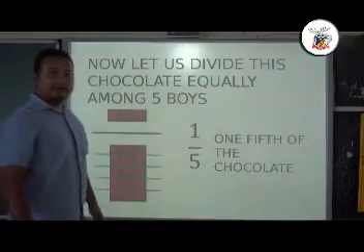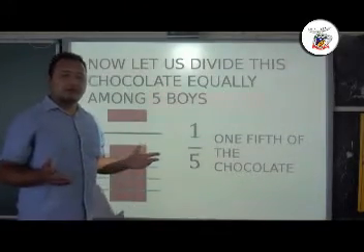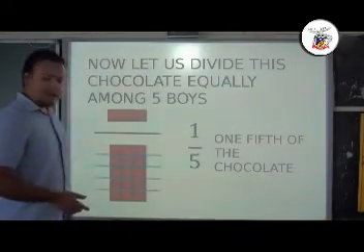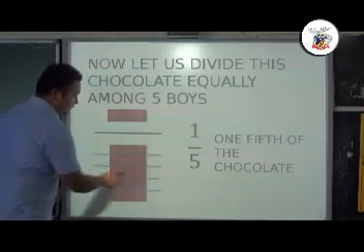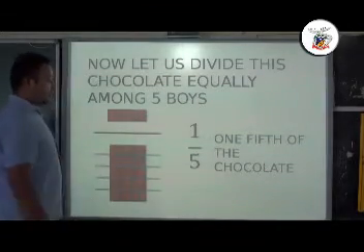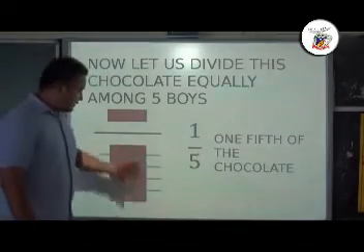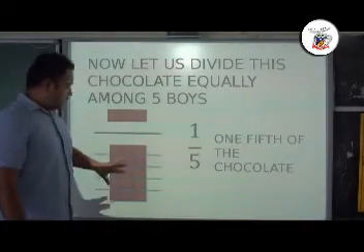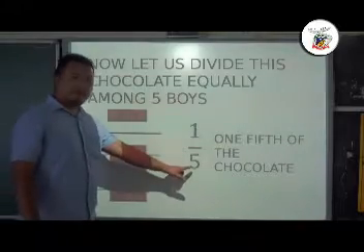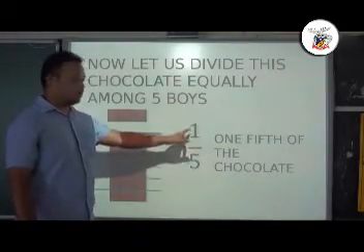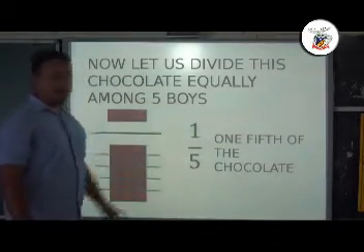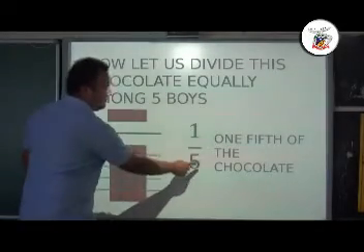Now if I were to divide that same bar of chocolate among only 5 boys, I can just break the chocolate here. So each boy is still getting only one piece. But how many pieces have I made? I've made only 5 pieces, and I've given you 1 out of those. So now you are getting 1/5 of the chocolate.